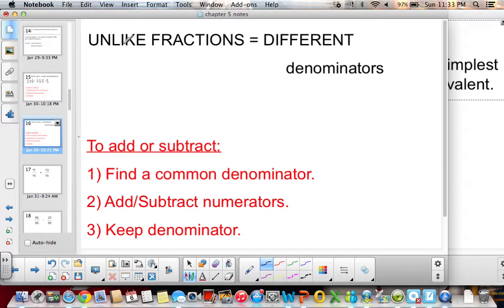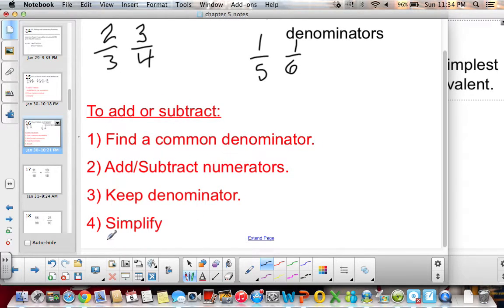So underneath, you'll want to write unlike fractions equals different denominators. So if we have 2/3 and 3/4, those are unlike fractions. If we have 1/5 and 1/6, those are unlike fractions. Even though they have the same numerators, they have different denominators. So when we add or subtract unlike fractions, we need to find a common denominator first. Then we add and subtract the numerators. Then we keep the denominator, and then we simplify.